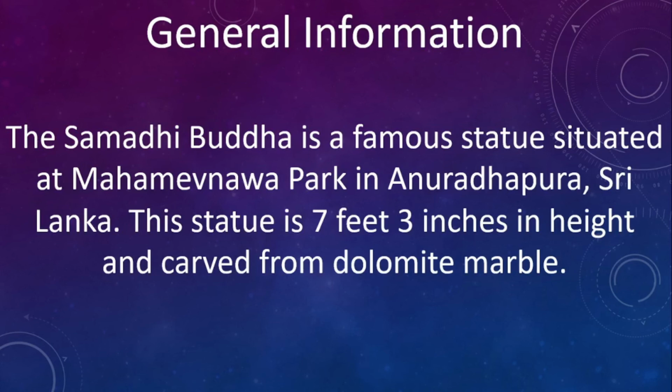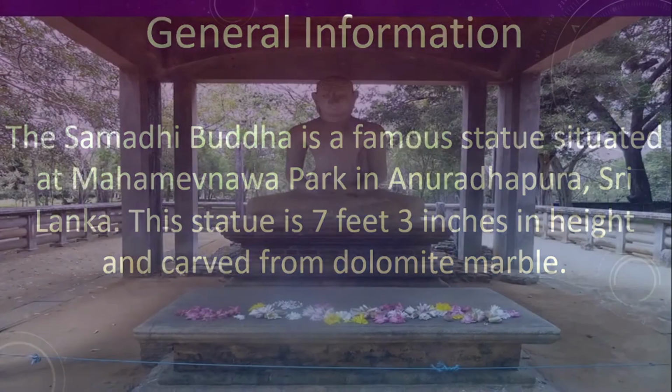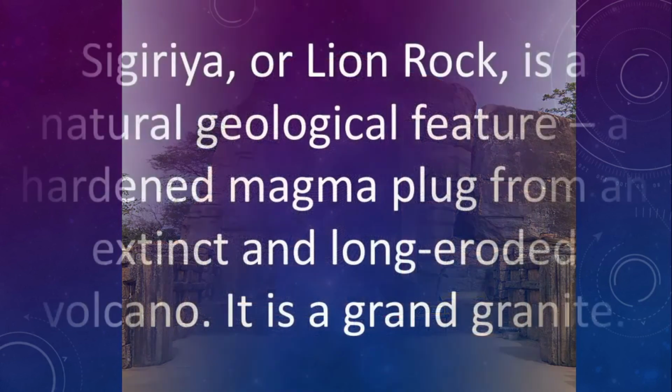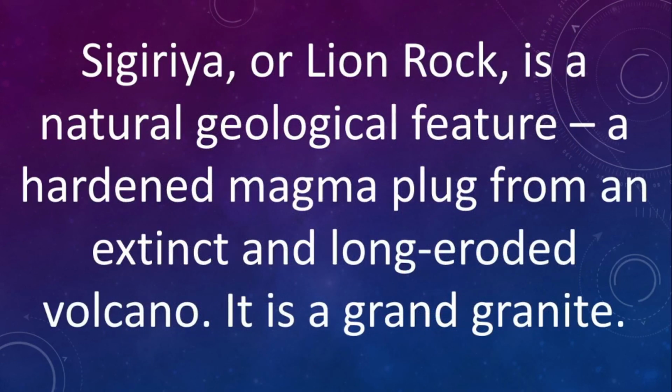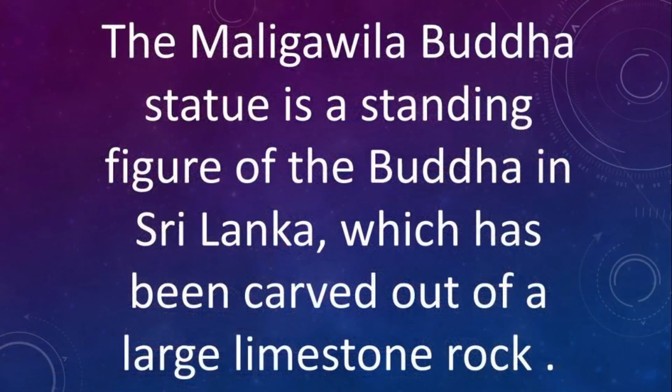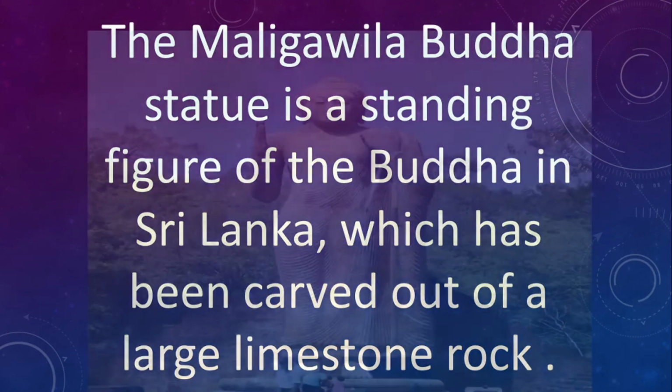General information. The Samadhi Buddha is a famous statue situated at Mahamevnawa Park in Anuradhapura, Sri Lanka. This statue is 7 feet 3 inches in height and carved from dolomite rock. The Aukana statue is a standing statue of the Buddha near Kekirawa in north-central Sri Lanka. The statue, which has a height of more than 40 feet, was carved out of a large granite rock. Sigiriya or Lion Rock is a natural geological feature, a hardened magma plug from an extinct and long eroded volcano. It is a grand granite. The Maligawila Buddha statue is a standing figure of the Buddha in Sri Lanka, which has been carved out of a large limestone rock.